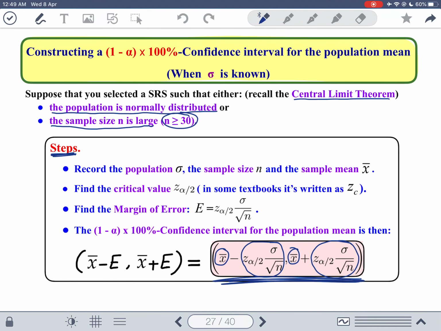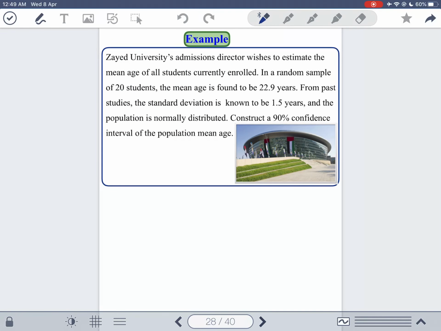Very simple stuff. Now, let's solve an example. So this example says that Zayed University's admission director wishes to estimate the mean age of all students currently enrolled. In a random sample of 20 students, so it's less than 30. So we know that n, this sample has 20 students, so we must read somewhere that our distribution is normal. Otherwise, we cannot apply the central limit theorem and we cannot find the confidence interval, as you know.